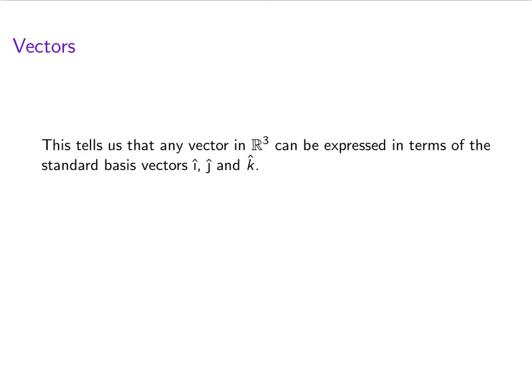So what we know now is that any vector in R3 can be expressed in terms of what we'll call the standard basis vectors i, j, and k. If you've studied linear algebra, then this phrase should be familiar to you, the standard basis vectors. For example, I could take the vector who has components 2, negative 3, and pi, and write that as 2i minus 3j plus pi k.